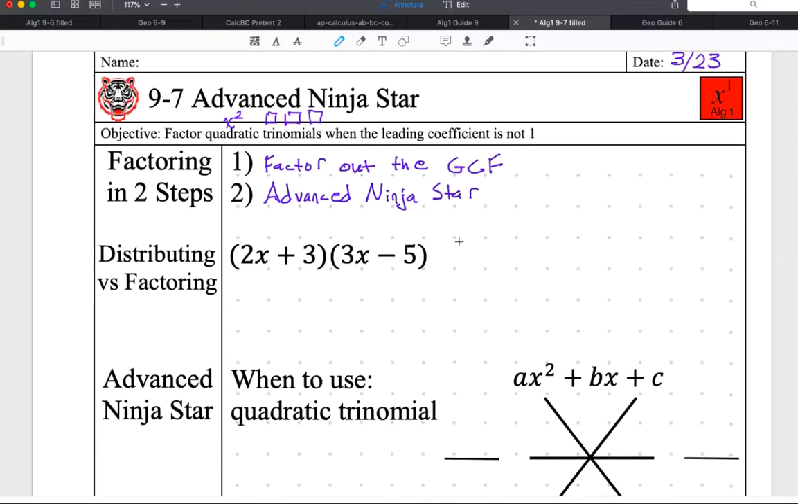So this is, I think, the same problem from 9-6. If I have these 2 binomials and they're being multiplied by each other, 2x plus 3 times 3x minus 5, this is going to turn into a quadratic trinomial. Do you guys want to use FOIL? Do you guys want to use Ninja Star? What is your preferred method? FOIL or box? FOIL. Okay, let's FOIL this.